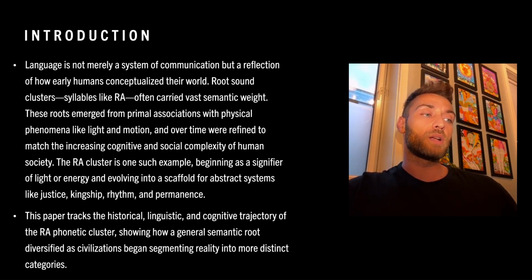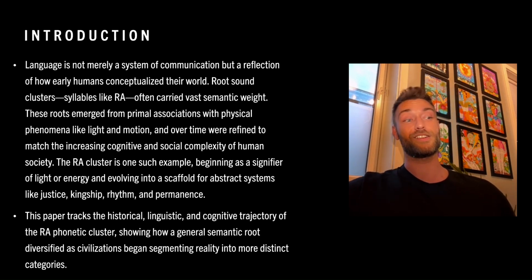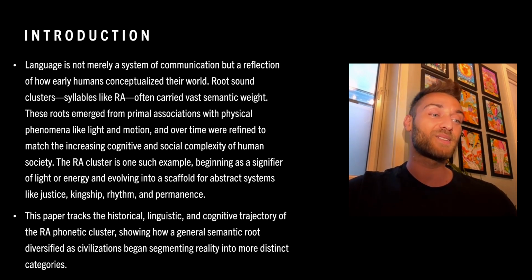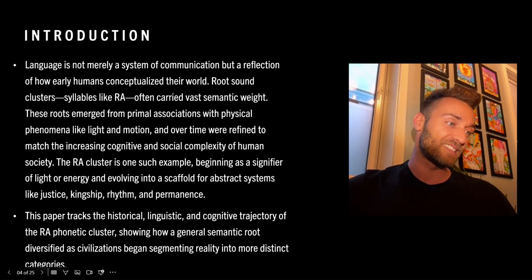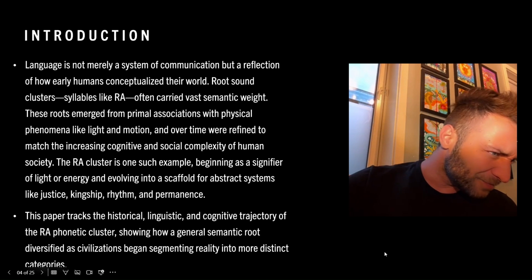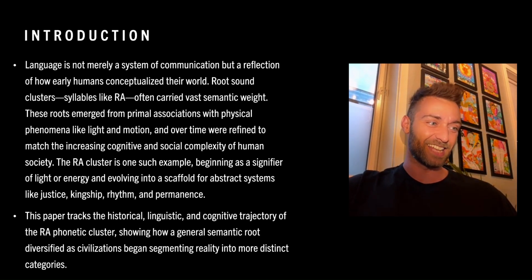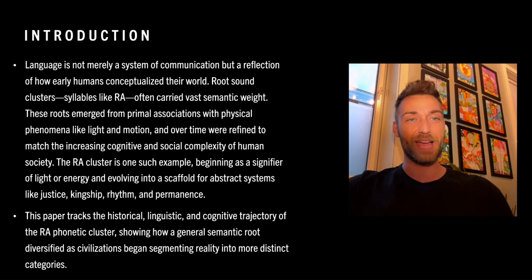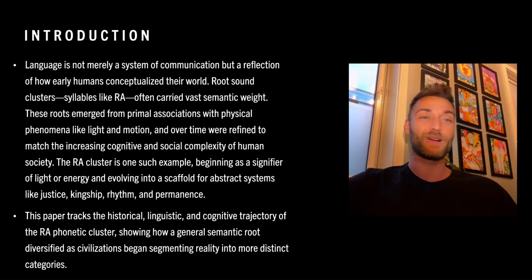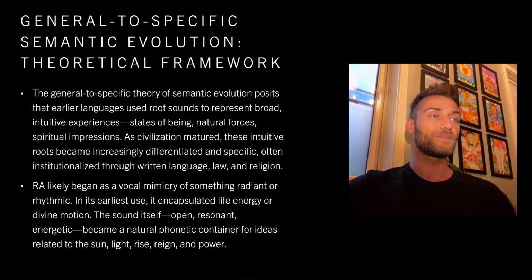The ra cluster is one such example, beginning as a signifier of light or energy and evolving into a scaffold of abstract systems like justice, kingship, rhythm, and permanence. This paper tracks the historical, linguistic, and cognitive trajectory of the Ra phonetic cluster, showing how a general semantic root diversified as civilization began segmenting reality into more distinct categories. Sorry, I have this little box right over there, so I can't read that text, but I can.